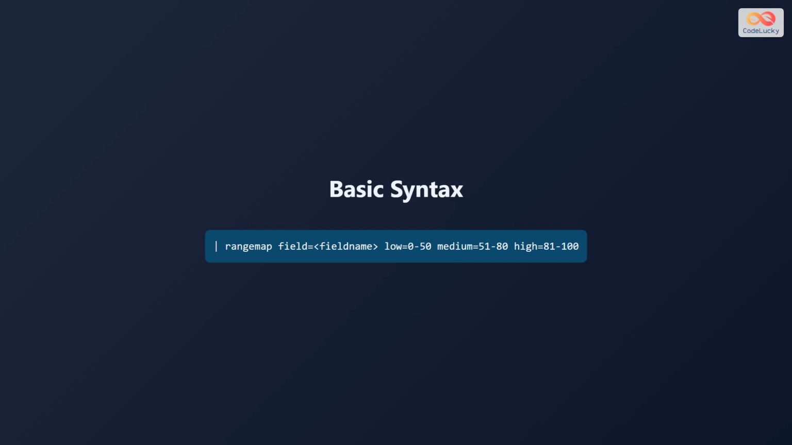The basic syntax of the rangemap command starts with the rangemap keyword, followed by the field name containing numeric values. You then specify ranges and their associated names. For example, low equals 0 to 50, medium equals 51 to 80, and high equals 81 to 100.